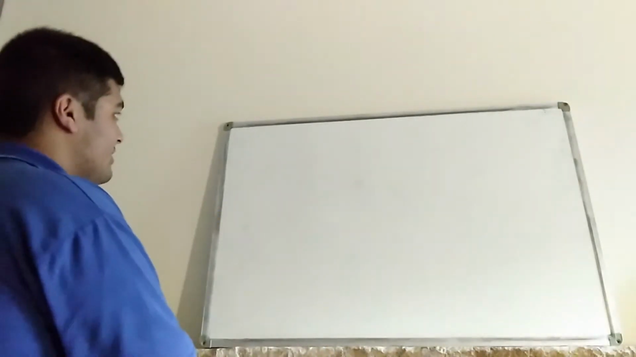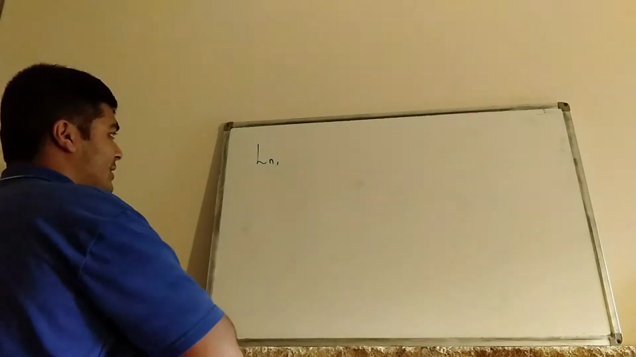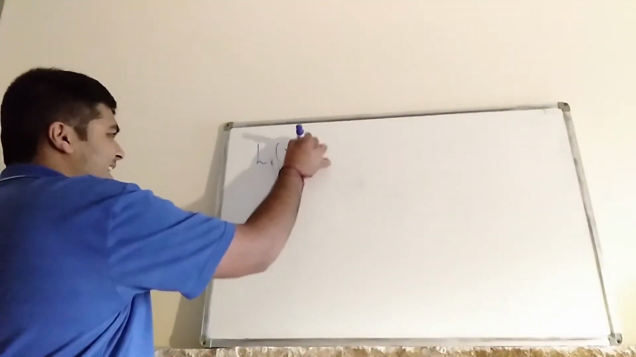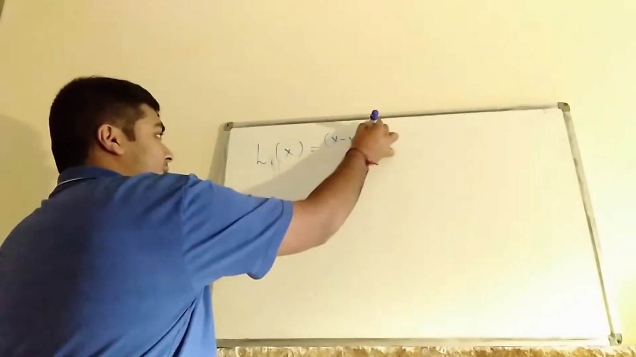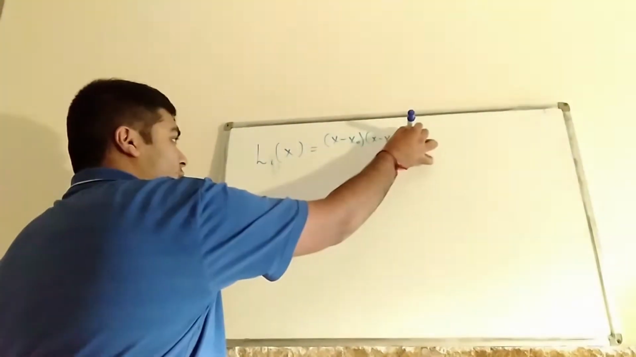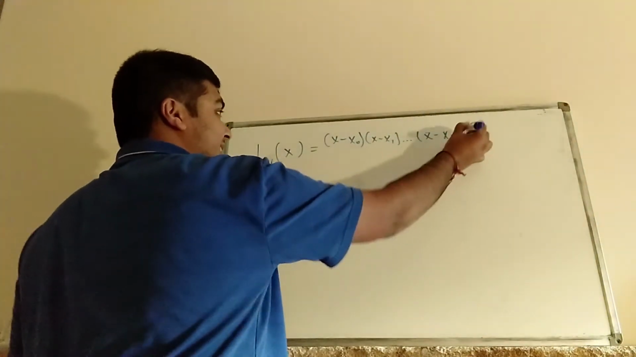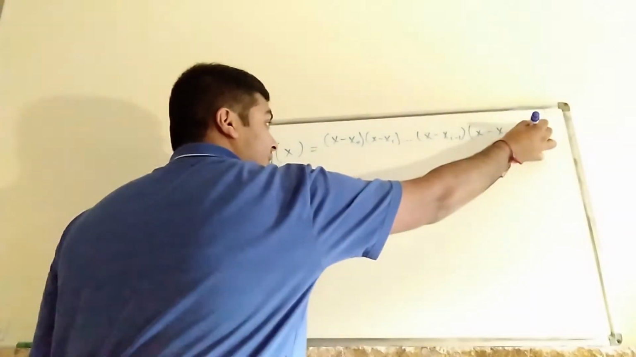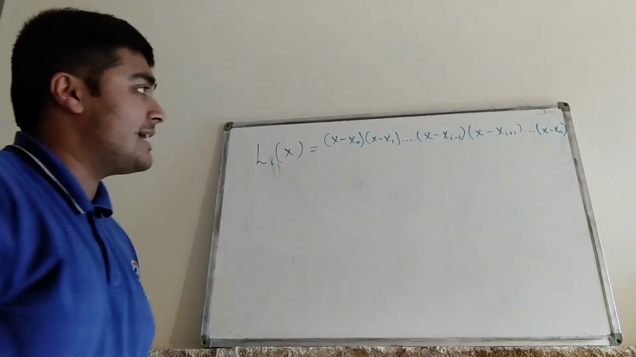To do that, I'm going to firstly define this polynomial here. I'm going to call it Li of x, and it's going to be equal to x minus x0 times x minus x1 all the way up to x minus x(i-1), and then we're going to skip the ith term, so we're going to get x minus x(i+1), and then we're going to continue all the way up to our last data point, so x minus xn.